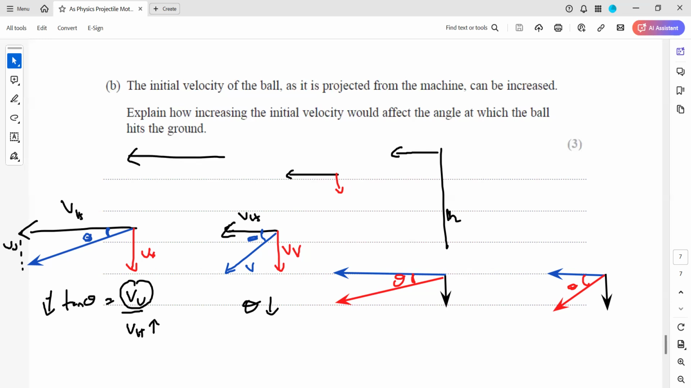So when you write this answer, the first point you mention is that the horizontal component will increase, and you will score 1 mark. The vertical component remains the same, and you will score another mark. Then mention that the horizontal component increases and the vertical remains the same, so the angle with the horizontal will decrease, or the angle with the vertical will increase. If I'm talking about the angle with the vertical, this angle will increase, but the angle with the horizontal will decrease.